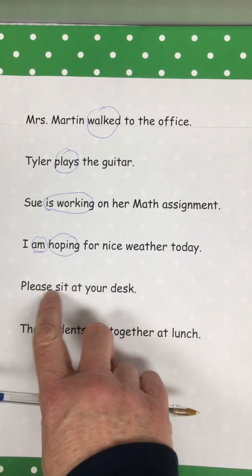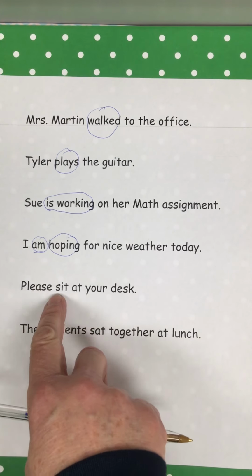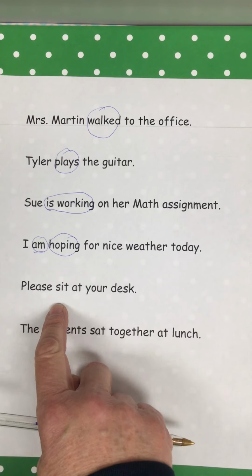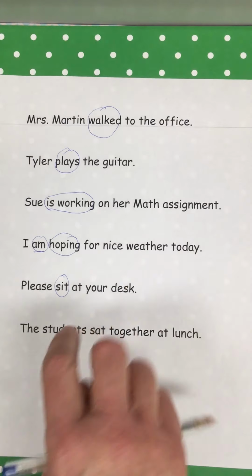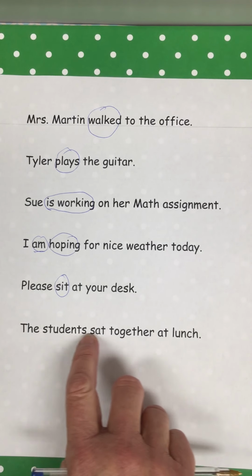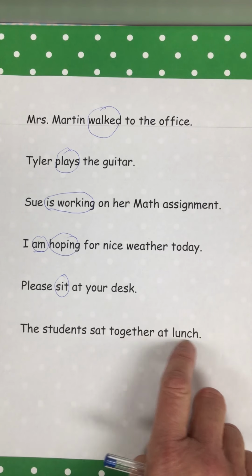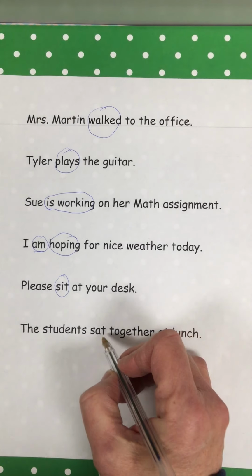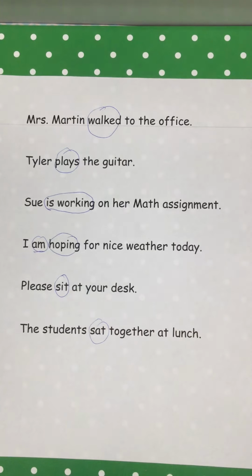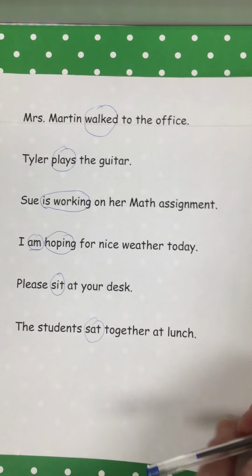So this sentence says, please sit at your desk. So this sit refers to like do it right now in the present. So that is a present tense verb. And in the last sentence, the students sat together at lunch. It already happened. They sat together. So that one is a past tense verb. Okay, so that's just a little bit of work with verbs.